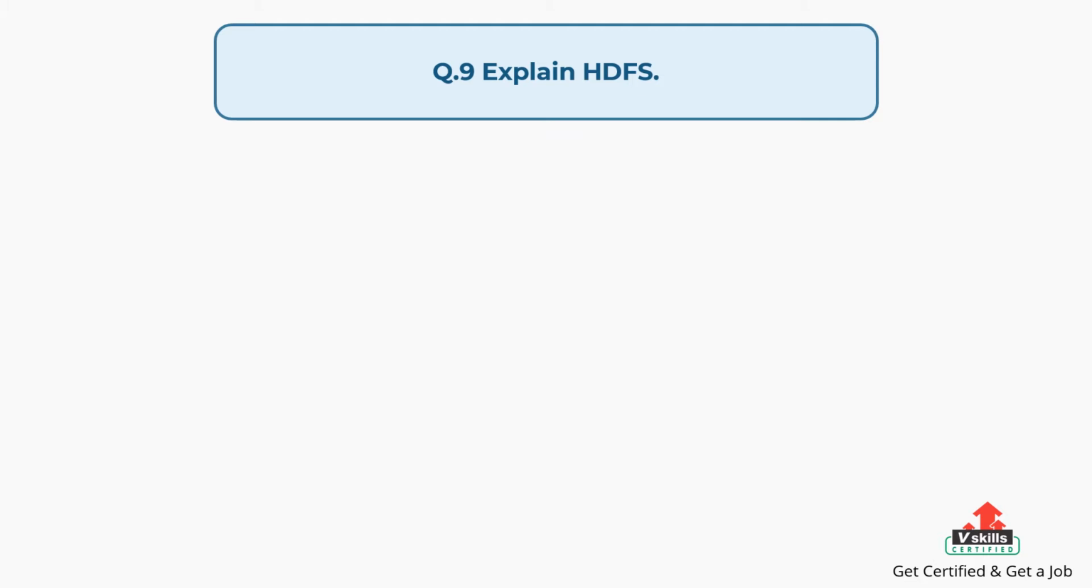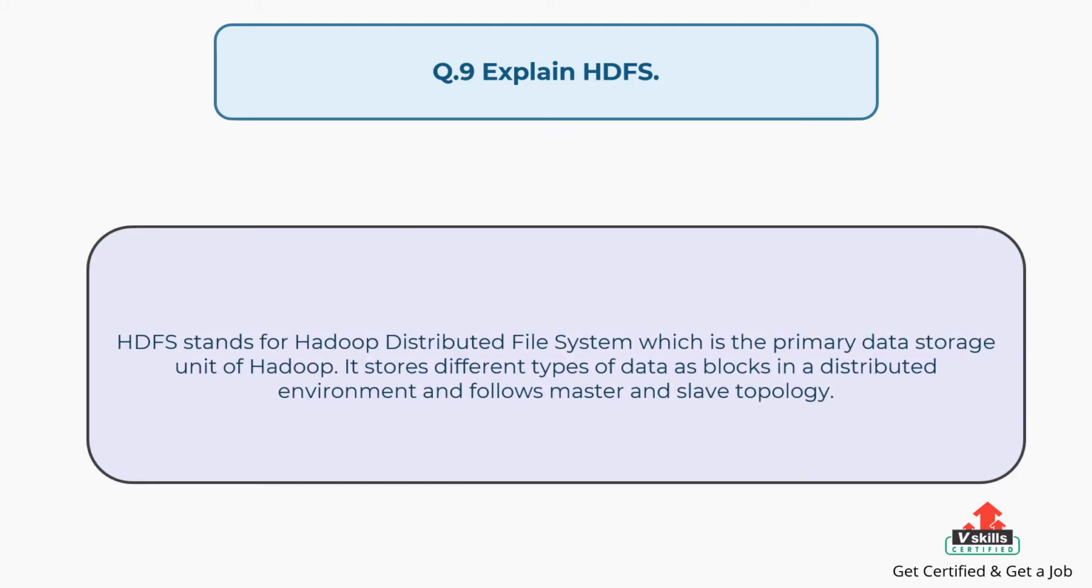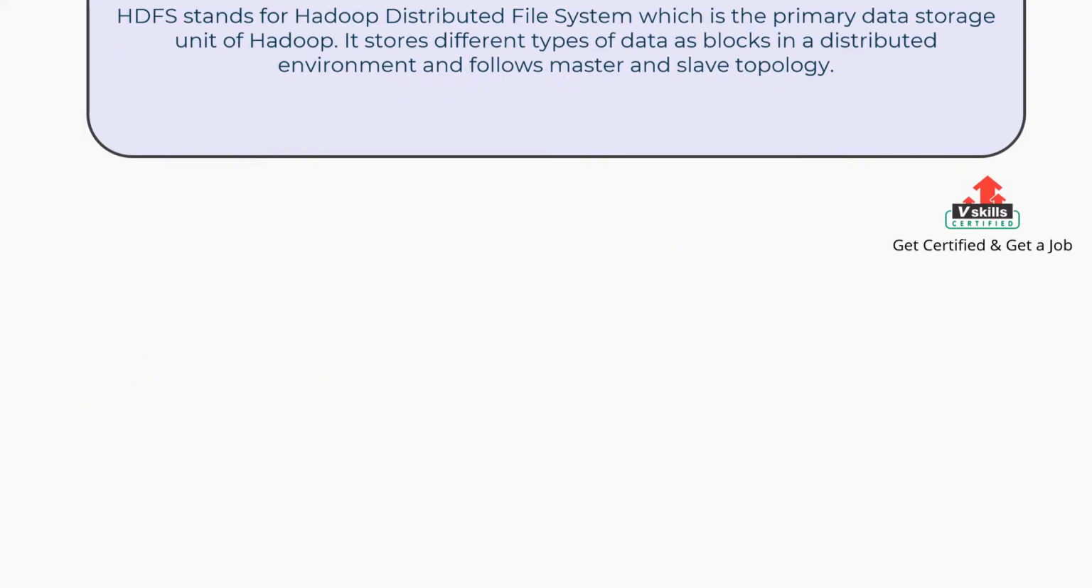Question number 9. Explain HDFS. The answer is, HDFS stands for Hadoop Distributed File System, which is the primary data storage unit of Hadoop. It stores different types of data as blocks in a distributed environment and follows master and slave topology.